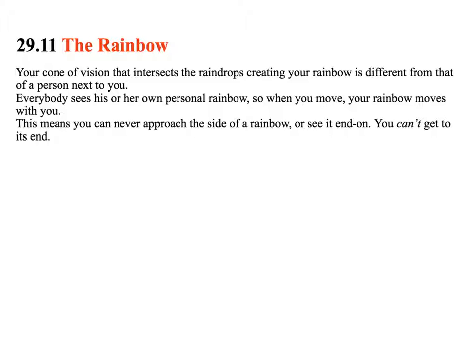Your cone of vision that intersects the raindrops creating your rainbow is different from that of a person next to you. Everybody sees his or her own personal rainbow, so when you move, your rainbow moves with you. This means you can never approach the side of a rainbow or see it end on. You can't get to its end. Basically, it's always going to look like a circle to you.